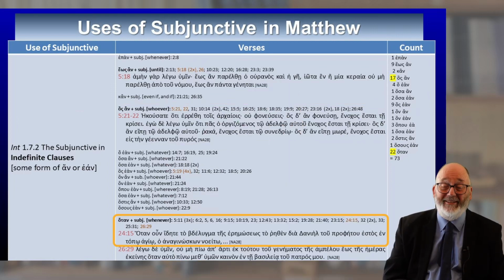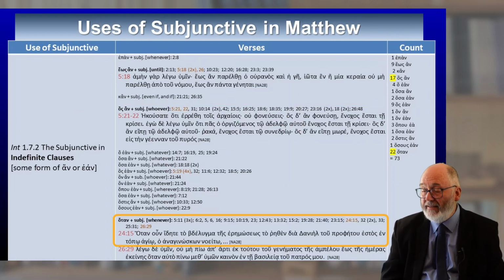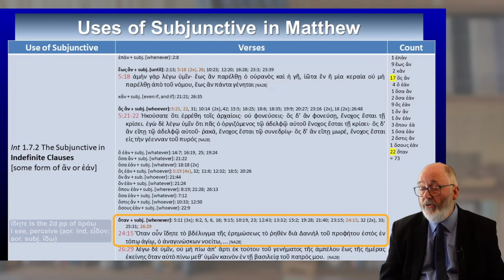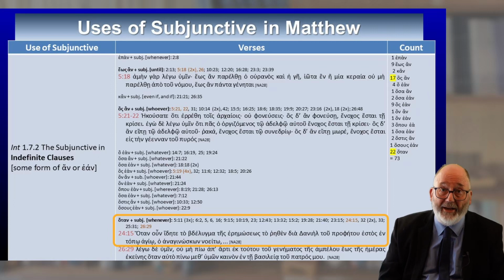Matthew 24:15. Hotan oun idete. Hotan, whenever, oun, therefore, or for, whenever, idete is from horao. The aorist of horao is eidon. The aorist subjunctive of horao is ido. So we have here idete. So whenever you see the desolating sacrilege, etc.